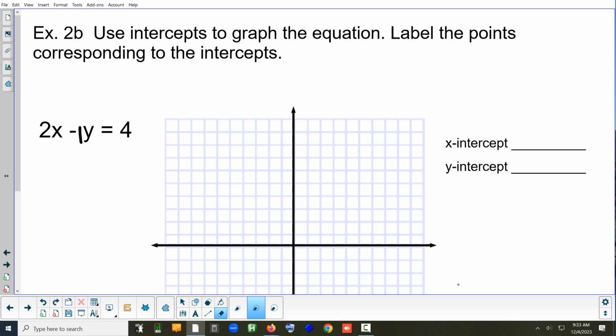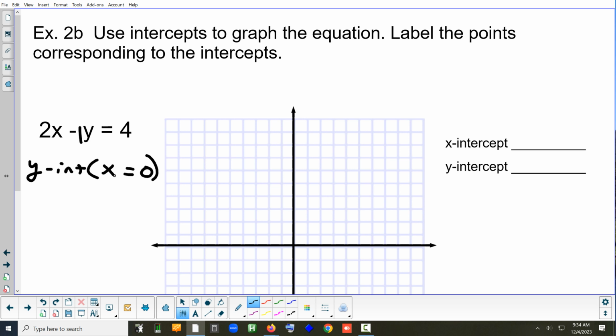All right, let's take a look at example 2b. So you have to find each intercept. Doesn't matter which one you start with. Okay, so which one do you want to do first? The y-intercept. Okay, so to do that, what number are we going to plug in? 0. And where do we plug it in to find the y-intercept? Plug it in for x.